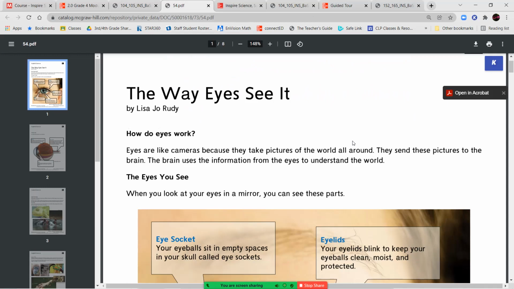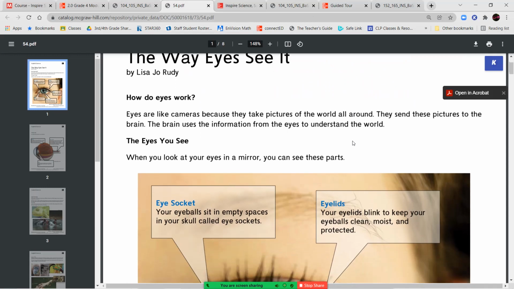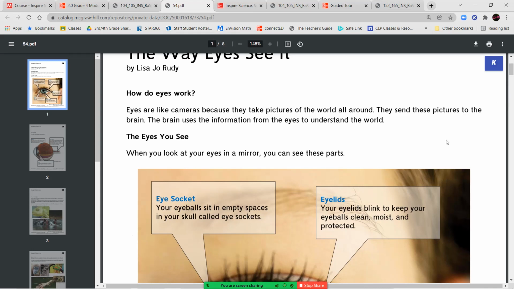The way eyes see it. How do eyes work? Eyes are like cameras because they take pictures of the world around. They send these pictures to the brain. The brain uses the information from the eyes to understand the world. The eyes you see. When you look at your eyes in a mirror, you can see these parts.